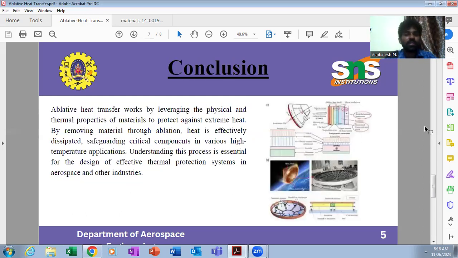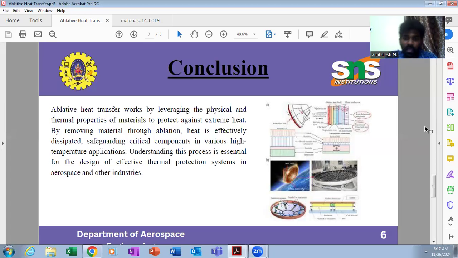In conclusion, ablative heat transfer works by leveraging the physical and thermal properties of materials to protect against extreme heat. By removing material through ablation, heat is effectively dissipated, safeguarding critical components in various high-temperature applications. Understanding this process is essential for the design of effective thermal protection systems in aerospace and other industries.